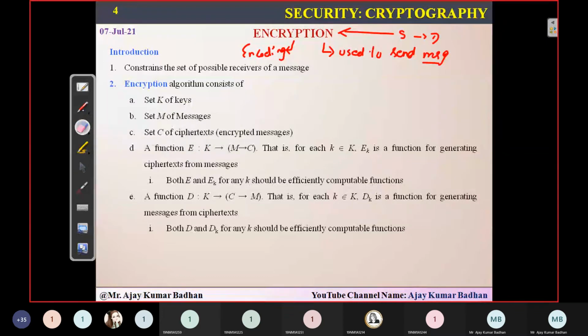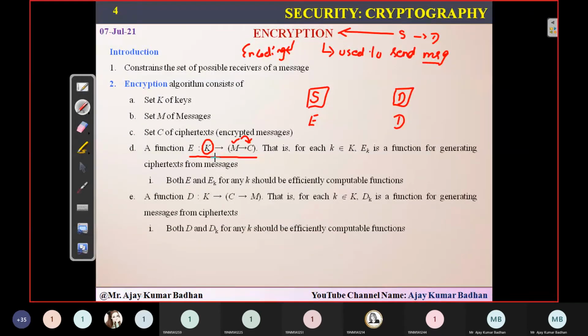In order to do that, we definitely need some function here. We have to use two different functions, one at the source end and another at the destination end. At the source end we use an encryption function, and at the destination end we use a decryption function. The encryption function converts the set of messages into a set of ciphertext messages. And how can we do that? Using a set of keys.